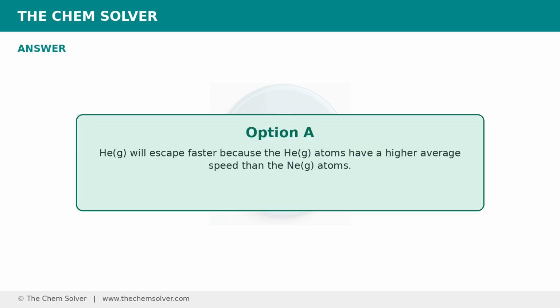The correct answer is option A. He will escape faster because the He atoms have a higher average speed than the Ne atoms.